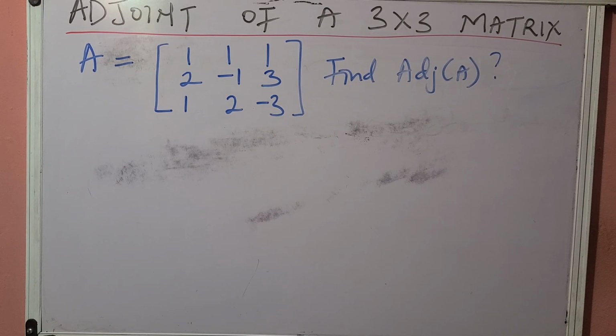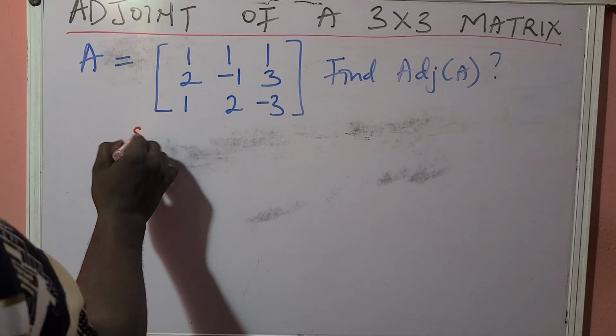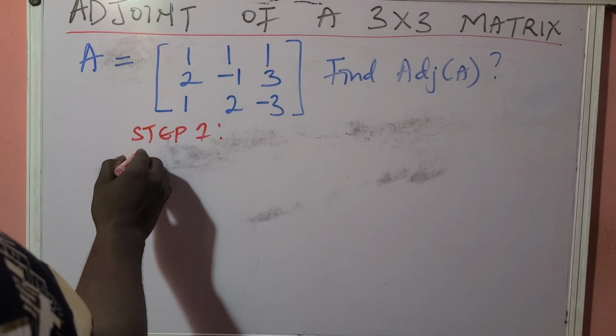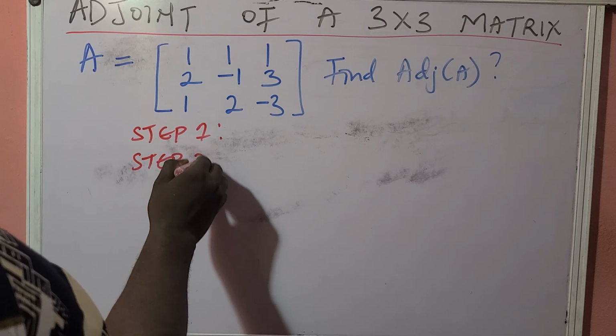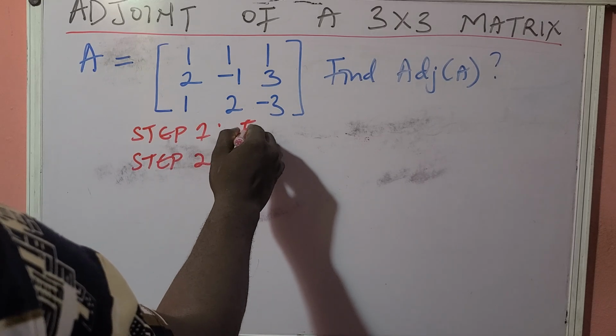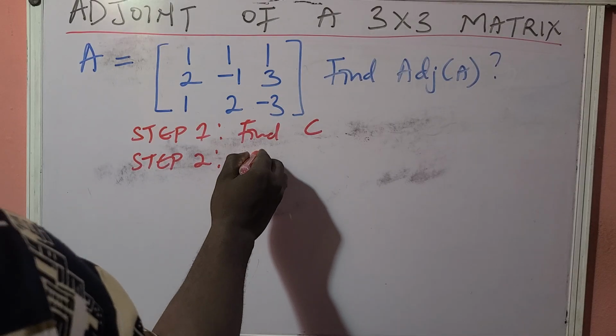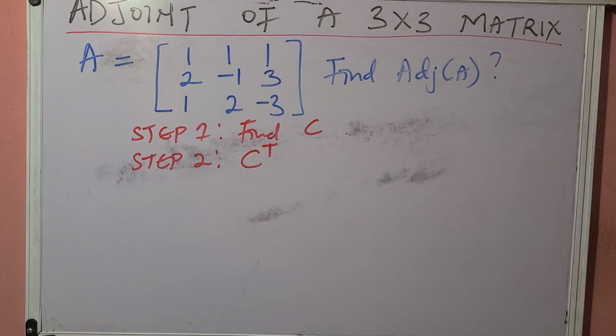All right, let's take a look at this very beautiful matrix A. We're told to find the adjoint of matrix A. So the two major steps we will have to go through in order to find the adjoint of this matrix: step one, you will have to find the cofactor matrix C. Then you go on to transpose the cofactor matrix, and that will give you the adjoint of matrix A.